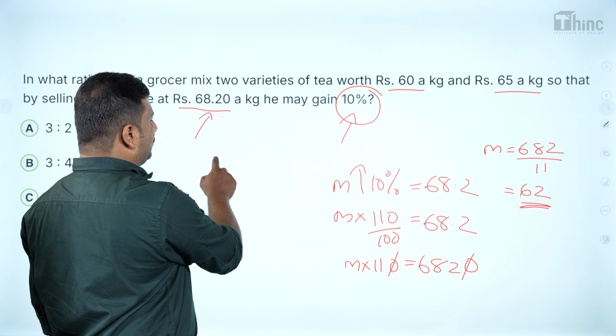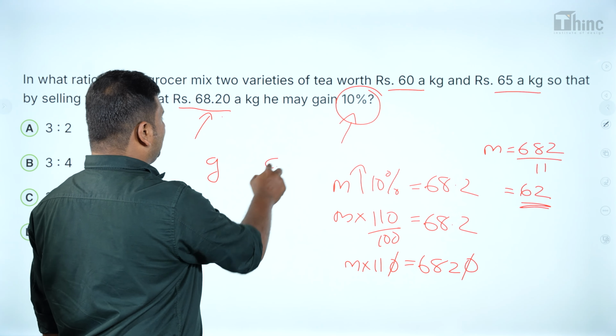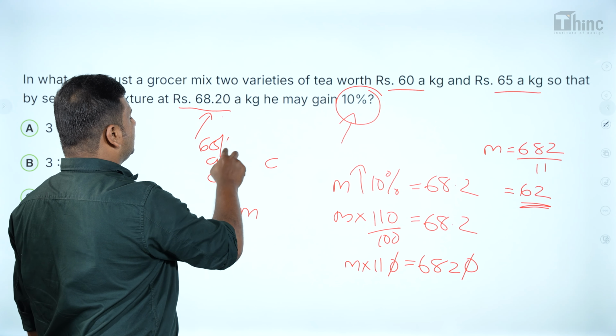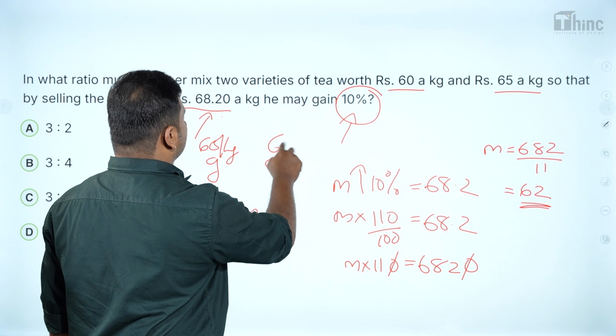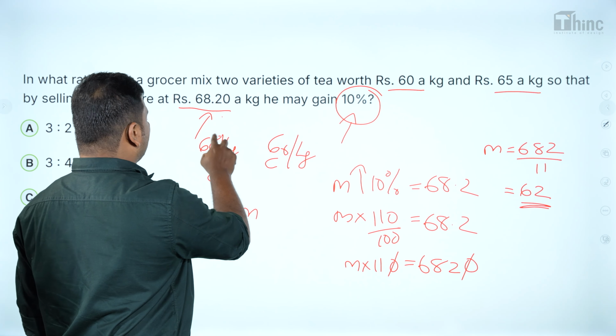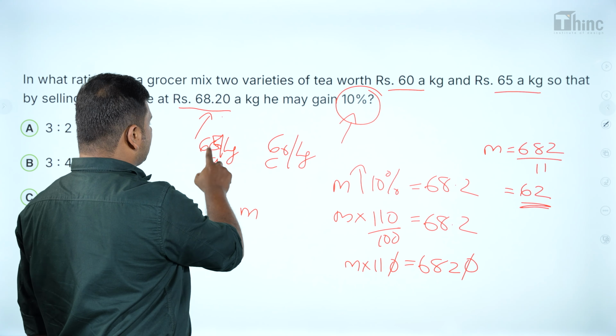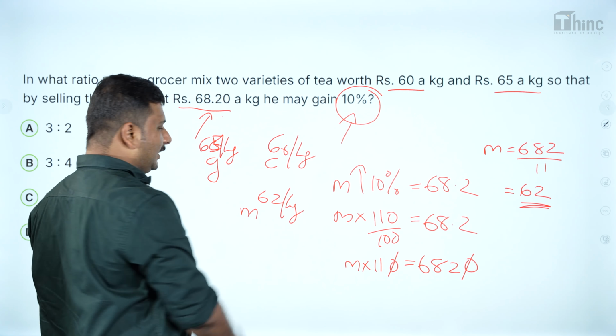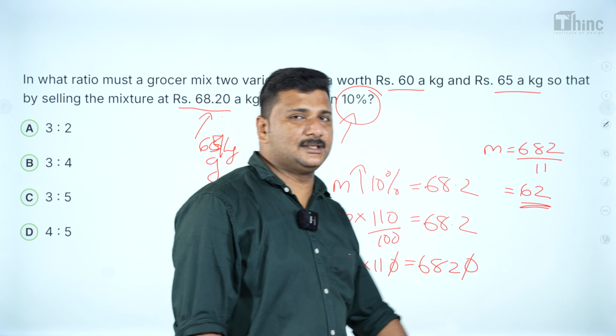So now we know the price of good quality, we know the price of cheap quality and the mean price. So what is the price of good quality? That is 65 per kg. And what is the price of cheap quality? It is 60 per kg. And these two are mixed together and the mixture is sold at a price of 62 per kg if there is no gain. So the actual mixture price is 62 per kg.